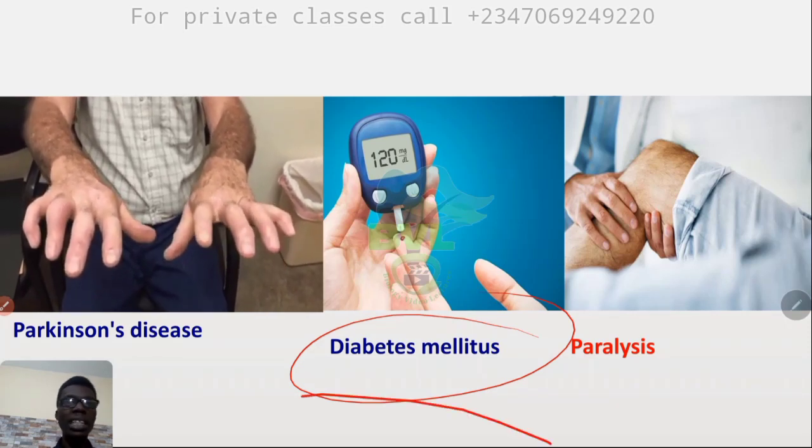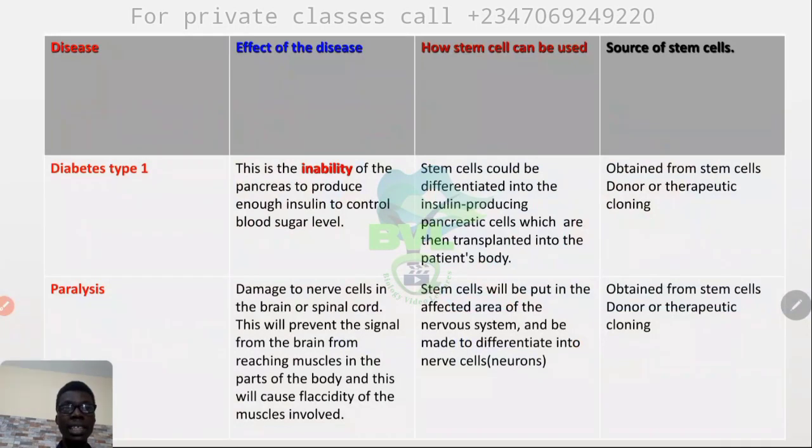So how promising is it? Let's check that out. It says here, diabetes mellitus type 1 is the inability of the pancreas to produce enough insulin to control sugar level, because insulin brings down sugar level basically. Now, how can stem cells be used? Stem cells could be differentiated into insulin-producing pancreatic cells, which are then transplanted into the patient's body. How beautiful. That is how it can be used. What is the source of the stem cells? They are obtained from a stem cell donor or therapeutic cloning.